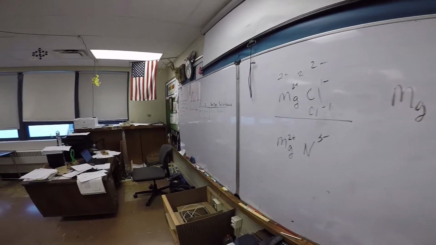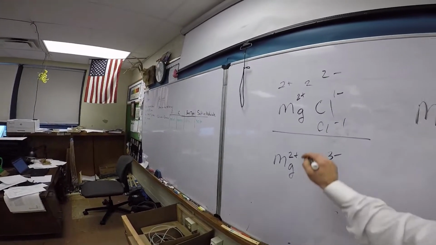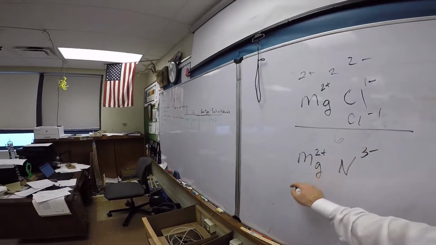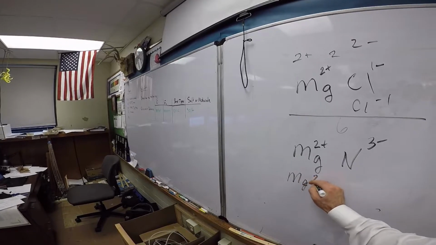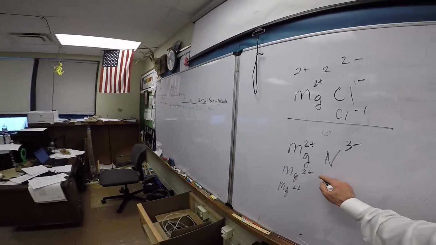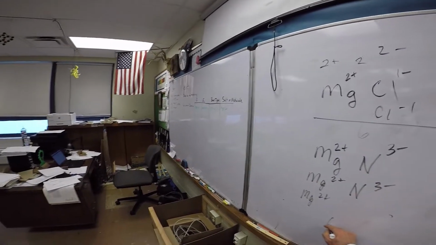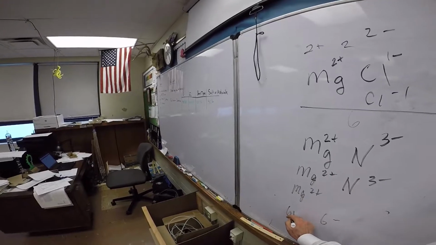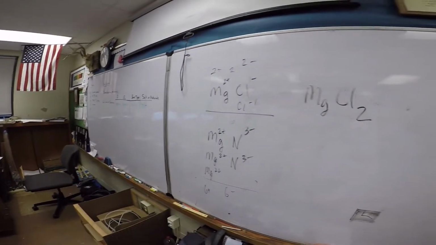MgCl2. So here we have a 2 and a 3, so the common denominator is going to be 6. So you have to add how many here? So you have to have 3 of these. And you have to have how many of these? You have to have a total of 2. So you have a 6 negative and your 6 positive. Everybody see that? So what's the formula going to be?